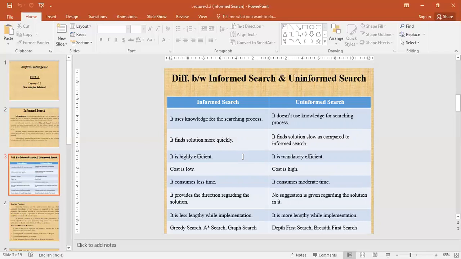Informed search provides the direction regarding the solution. In uninformed search, no suggestion is given regarding the solution. Informed search provides the direction regarding the solution with the help of a heuristic function. It is less lengthy with implementation. Uninformed search is more lengthy while implementation. For example, informed search: greedy search, A-star search, graph search; and uninformed search: DFS, depth first search, and breadth first search.